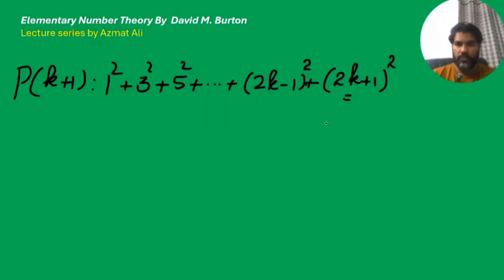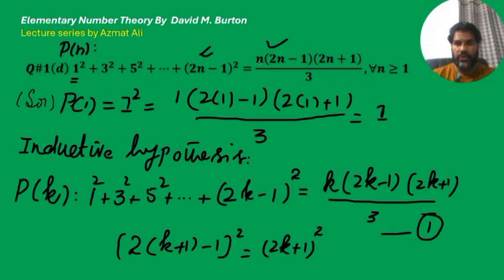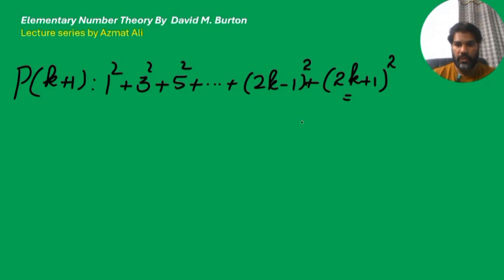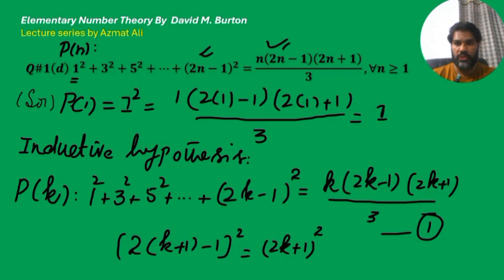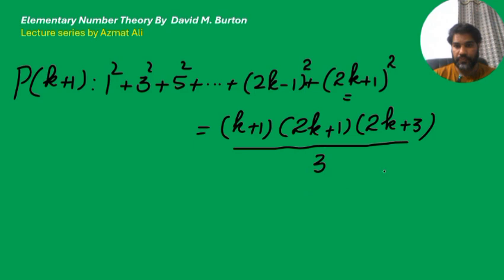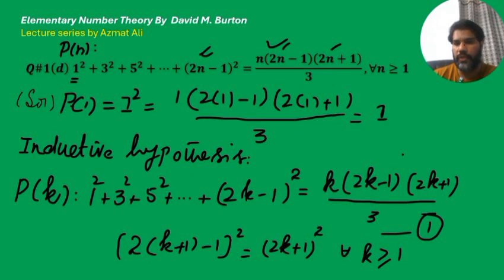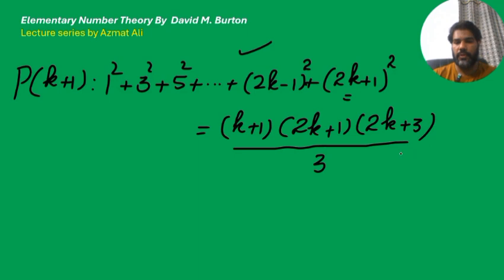What is the right hand side when we put n equal to k plus 1 here? We have the right hand side for n equal to k plus 1: (k plus 1) into (2k plus 1) into (2k plus 3) over 3. By putting n equal to k plus 1 here, we have 2k plus 1, and we have 2k plus 3 over 3, where k is a positive integer greater than or equal to 1. So now we take the left hand side of this expression, use the truth of equation 1, and show the right hand side of this expression.